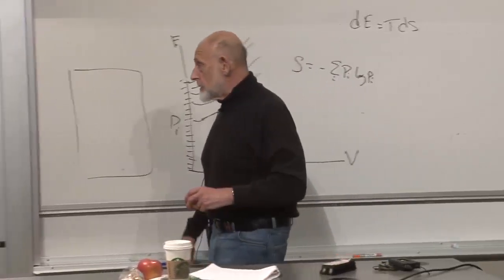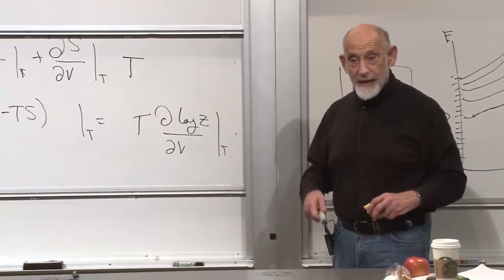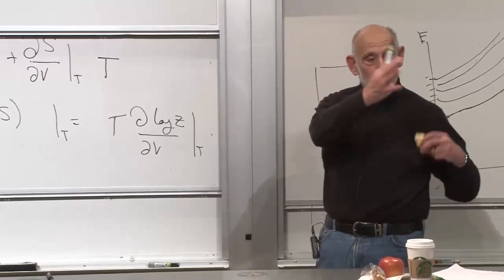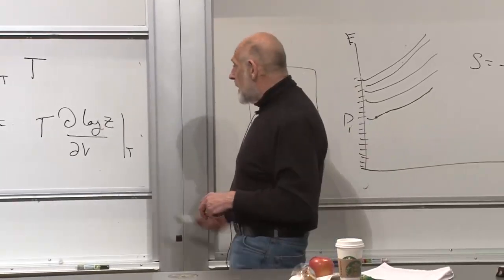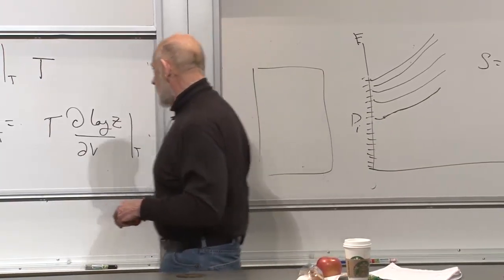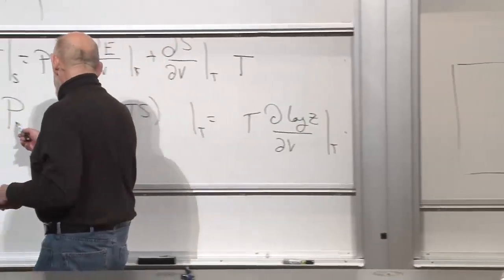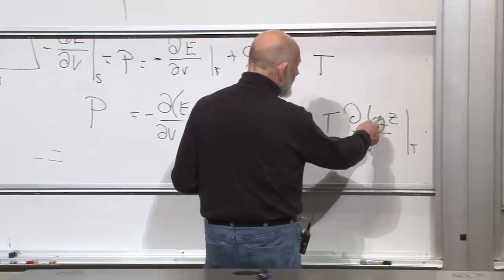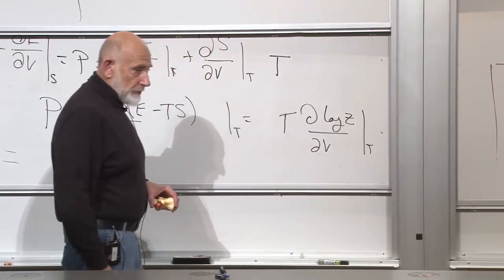This is what statistical mechanics says, not kinetic theory. Kinetic theory is this intuitive picture of molecules bouncing around. This is what statistical mechanics says: pressure is equal to temperature times the derivative of the log of the partition function.